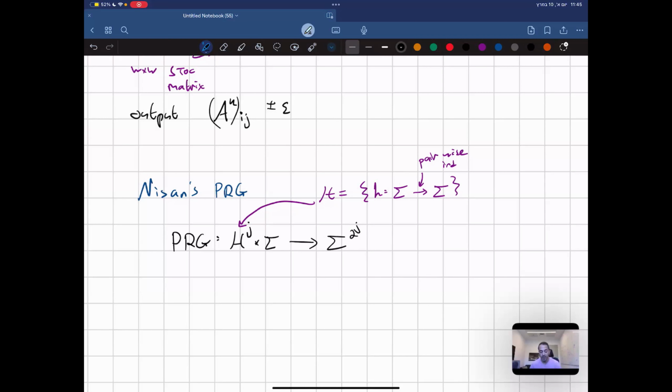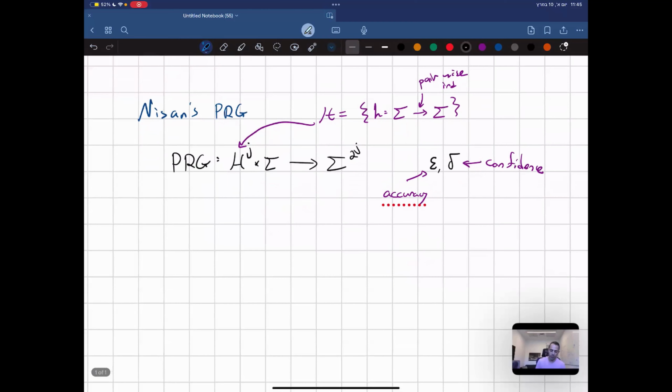And the guarantee of this PRG also has these two parameters, epsilon and delta, which relate to the accuracy and the confidence. This we did last time, so I'm just recapping it here.